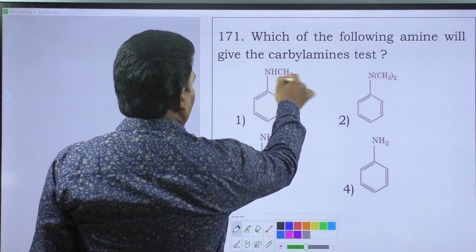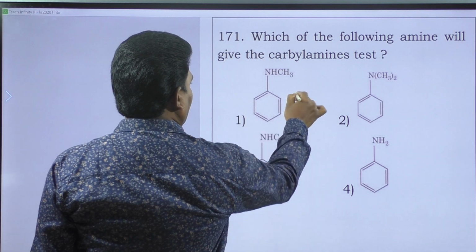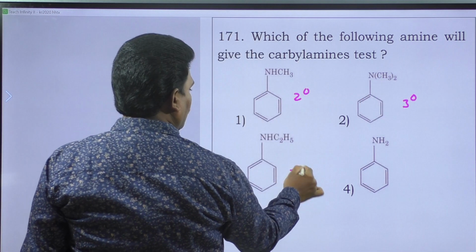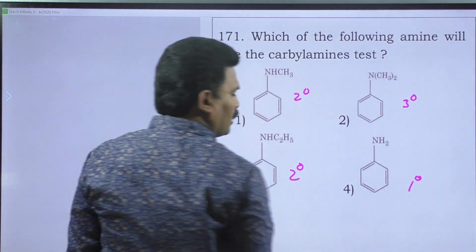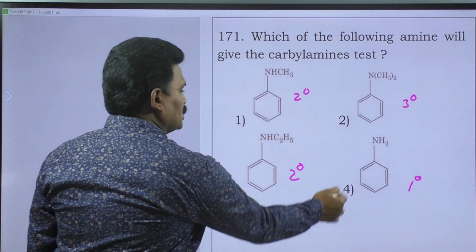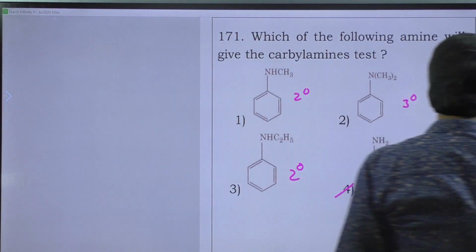Here, N(CH3) thrice, it is a tertiary amine, this one is a secondary amine, and this one is a primary amine. So carbylamine test is only for aliphatic and aromatic primary amines. So the answer is the fourth option. And then go to question number 172.